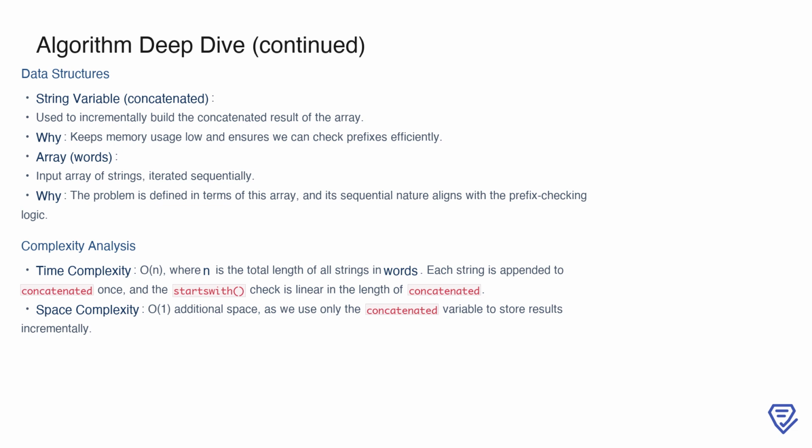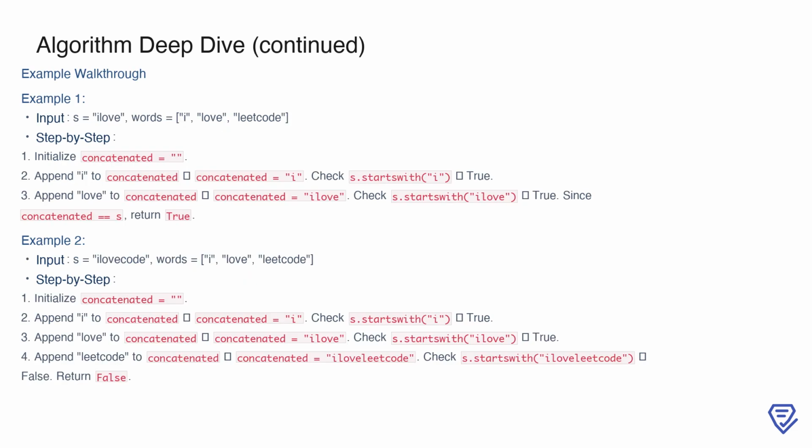Each string is processed once, and the prefix check using starts with runs in linear time relative to the length of concatenated. The space complexity is O(1) in terms of additional memory, as we only use the concatenated variable, making this approach both time and space efficient. Let's walk through two examples to illustrate the algorithm in action.